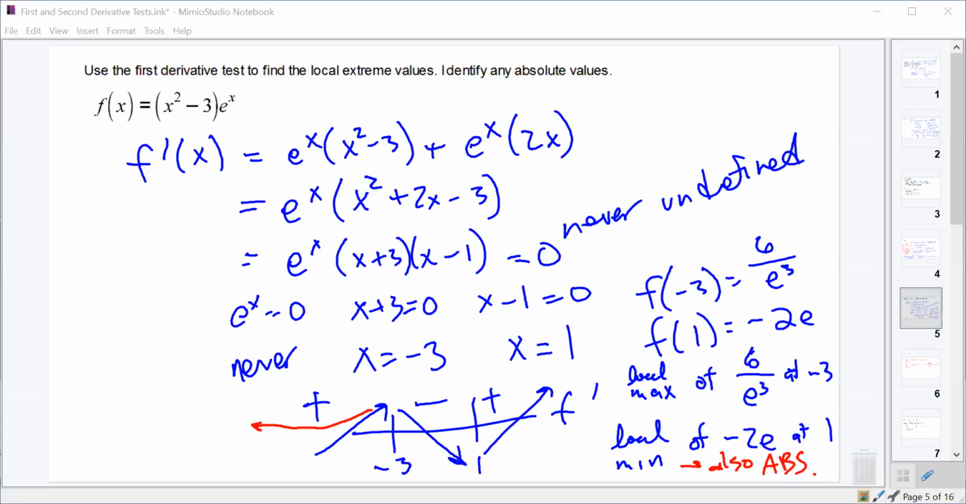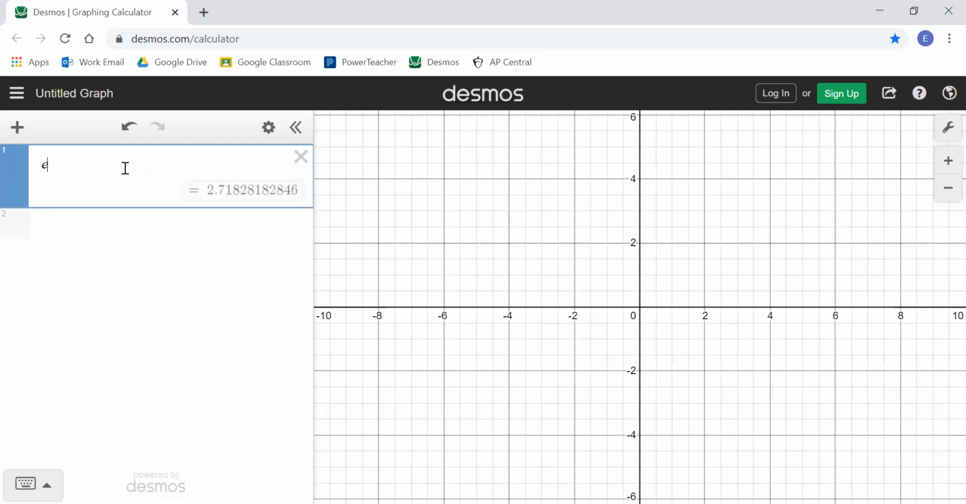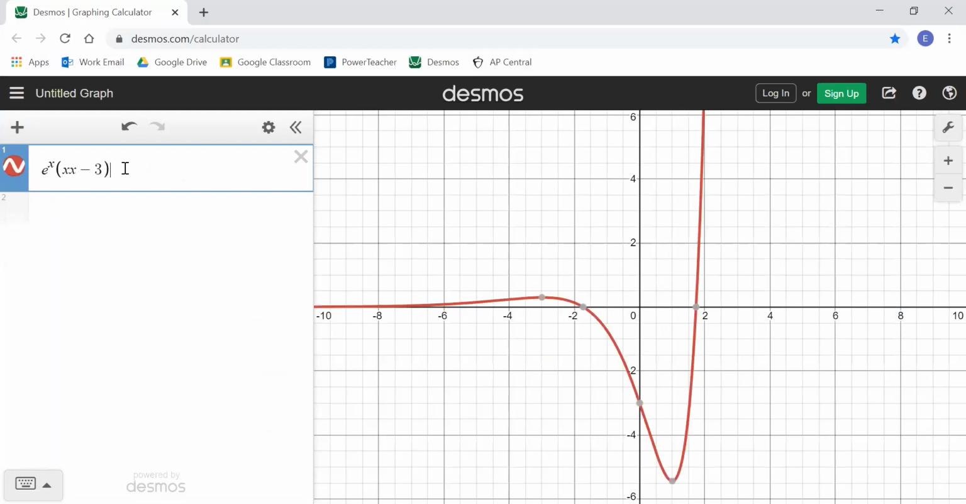And I'll throw this up on Desmos real quick just so we can take a look at it. Our function was e to the x times x squared minus 3. And that's exactly what we've got. We've got a horizontal asymptote to the left of y equals 0. We hit this local max at x equals negative 3 of 6 over e cubed, which is about 0.299. Cross through the x-axis. Hit a local minimum here at 1 comma negative 2e. There's our absolute max. Our absolute min. And then we increase without bound after that. Everybody see how that works out?